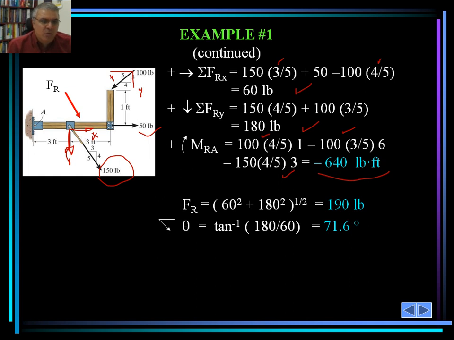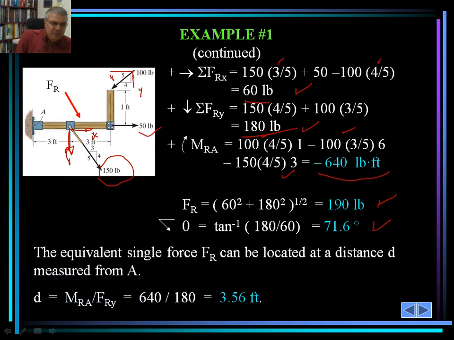In this case, we take the squares of each component. There's a 60 pound, we square that, and we add it to the square of 180, and we take the square root of that, and so the force would be 190 pounds, and the angle simply would be 180 divided by 60. Again, the reason for that is the Y component is 180. We just take the ratios, and that would be 71.6 degree.